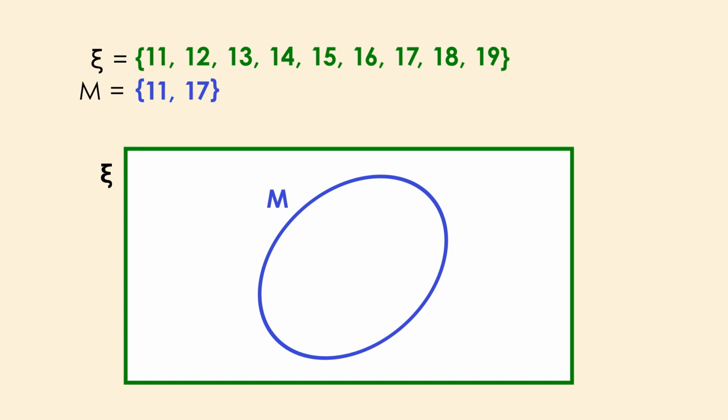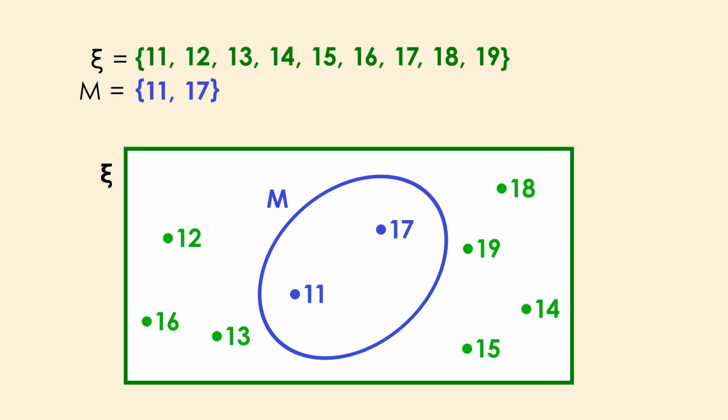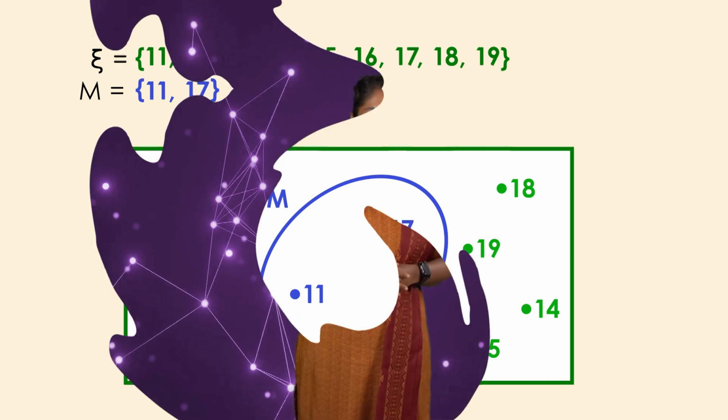Complete the elements of set M by representing them with dots in the oval. Finally, complete the rest of the elements of the universal set which is not included in the set M, outside of the oval. Now, let's learn about subsets.